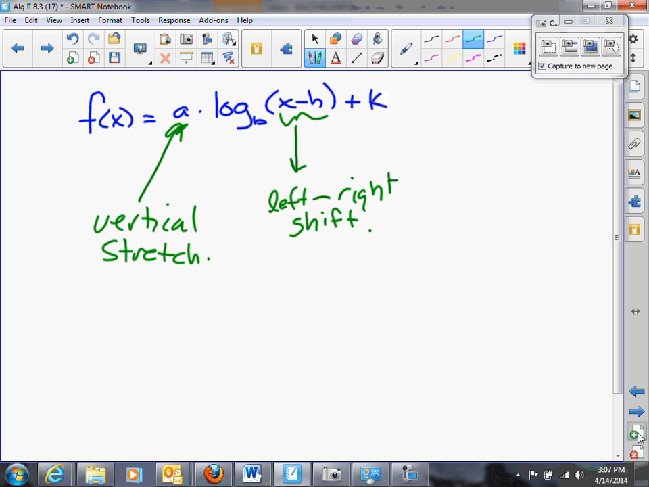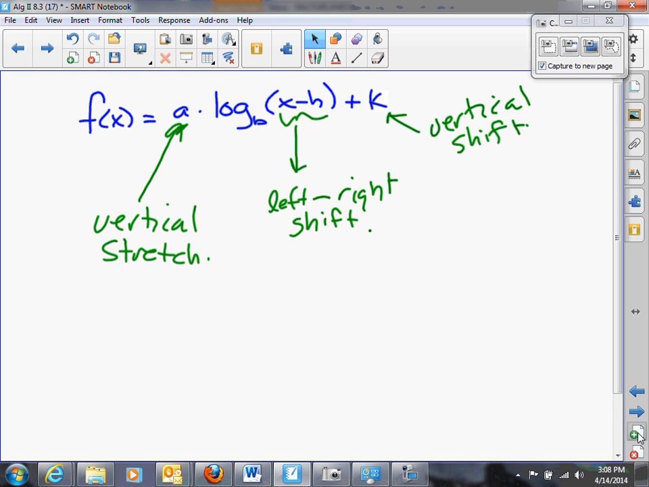And then finally, the plus k is the vertical shift. And this one happens in the direction you would expect. In other words, if it's plus 2, then everything's shifted up 2. If it's minus 3, everything is shifted down 3. So on the transformations, once we've handled the log base b of x part, the minus h is going to shift it left to right, the plus k is going to shift it up and down, and we'll do some of those in the solution videos also.